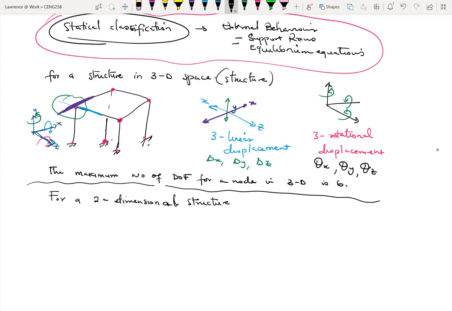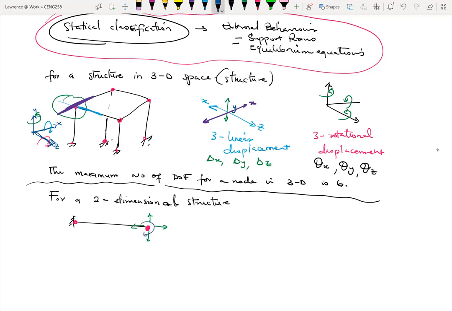So for a 2-dimensional structure, for example, if I look at, let's say, a cantilever, the most basic of them. We have these nodes at these ends. All right. So with this being, the node can deflect upwards. This node can deflect horizontally. It can also rotate.